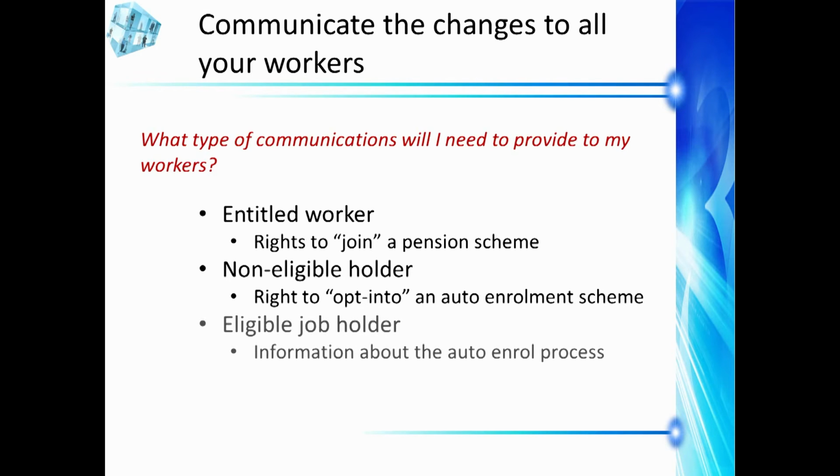If you've got an eligible job holder, then you need to tell the eligible job holder that they are going to get auto-enrolled into the pension schemes, and you need to give them other information. You need to tell them what the contribution levels are, you need to tell them who the pension provider is you're going to use, and you need to tell them that the contribution levels in future years are going to increase to those levels that we discussed earlier.